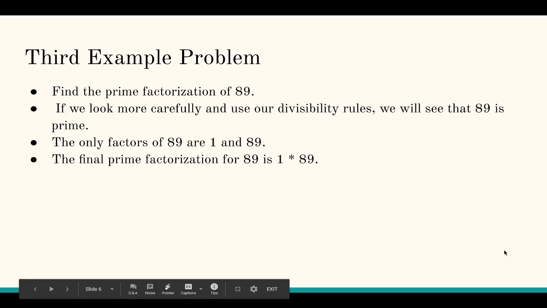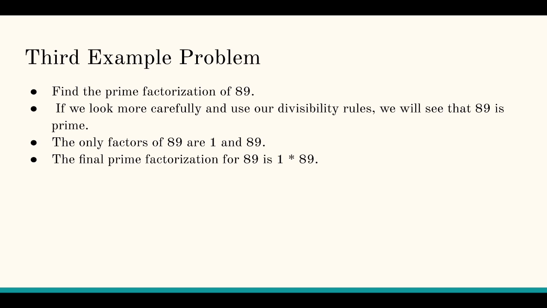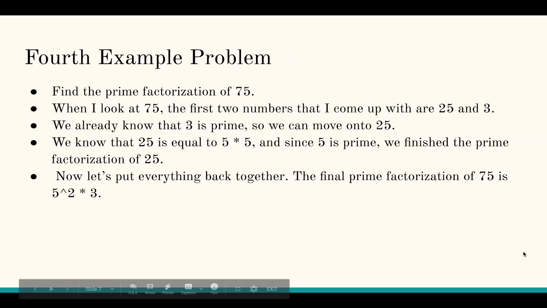Now let's move on to our third example problem. Find the prime factorization of 89. If we look more carefully and use our divisibility rules, we will see that 89 is prime, which means that the only factors of 89 are 1 and 89. So the final prime factorization for 89 is 1 times 89. Now let's do the fourth example problem.